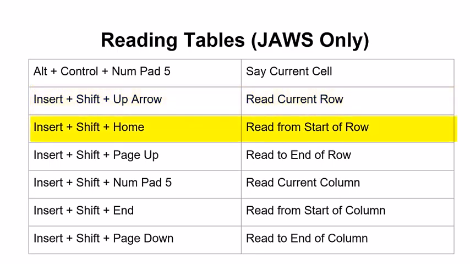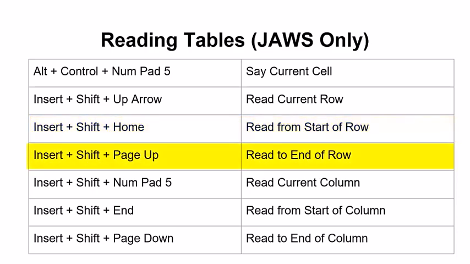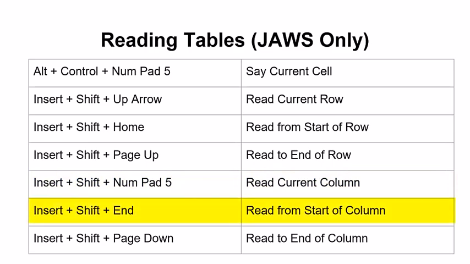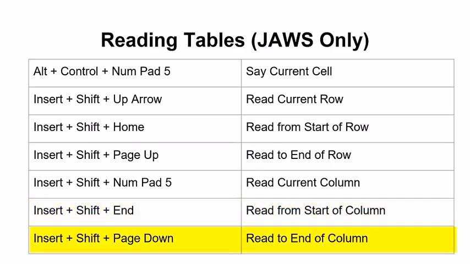Insert plus Shift plus Home will read from the start of the row. Insert plus Shift plus Page Up will read to the end of the row. Insert plus Shift plus number pad 5 will read the current column. Insert plus Shift plus End will read from the start of the column, and Insert plus Shift plus Page Down will read to the end of the column.